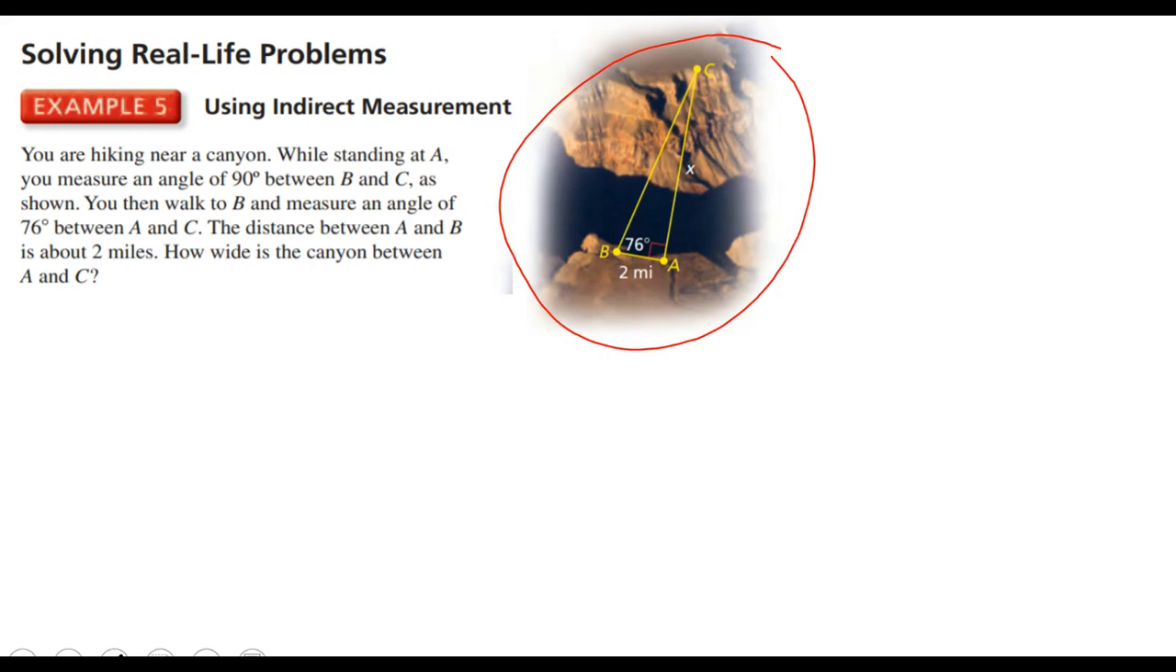You then walk to B and measure an angle of 76 degrees between A and C. The distance between A and B is about 2 miles. How wide is the canyon between A and C? So the problem is what's the length, or what's the distance, between point C and point A, which is our x.